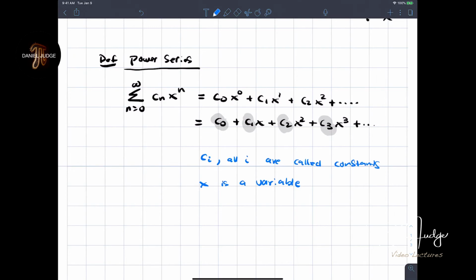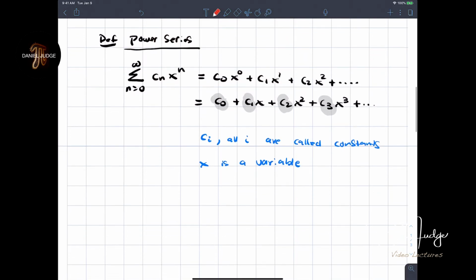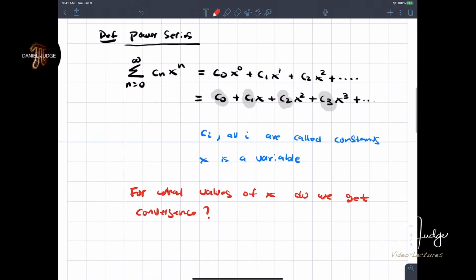Also, here's the big question. Here's what we want to be concerned with. For what values of x do we get convergence? So we want to know, when does a particular power series that looks like this give us convergence? Okay, and of course, when you get convergence, the infinite sum is going to be a function. So this portion here, they're going to call f of x.